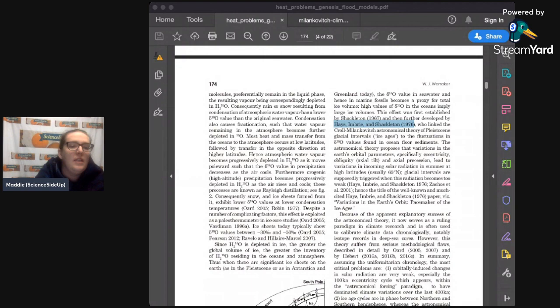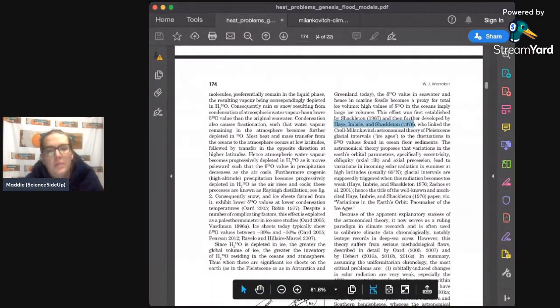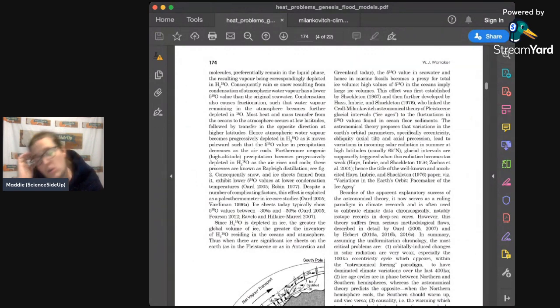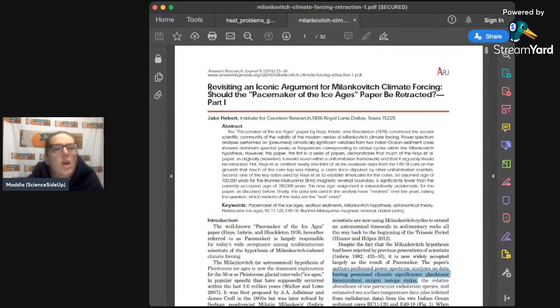Because I was reading this, and then this author in this heat problem paper talks about, hey, I'm not going to get into the details here, but there's this other series of papers from creationism land that explains all the problems with this big Milankovitch cycle thing. And I want you guys to just read the title of this paper. Revisiting an iconic argument for Milankovitch climate forcing: Should this very famous 1976 Shackleton paper, Pacemaker of the Ice Ages, be retracted?